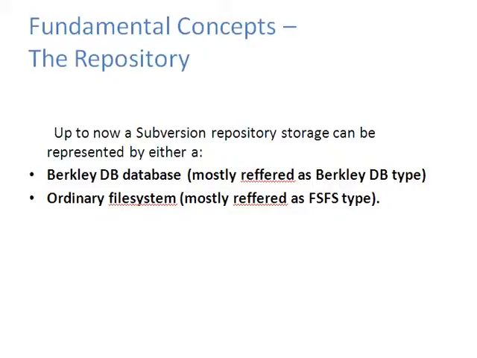In 2004, a new storage subsystem was developed and named FSFS. It worked faster than Berkeley DB, worked better on directories with a large number of files, and took less disk space due to less logging.